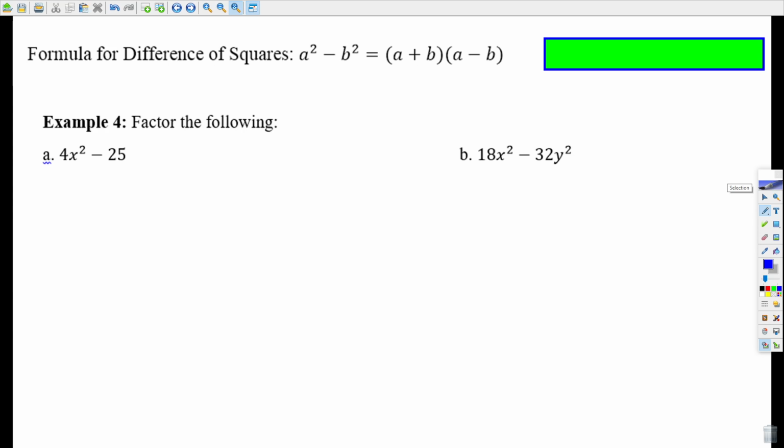So we're going to try 2, and then the rest will be for you to do. So factor the following. We have 4x squared and minus 25. Now remember, it has to have a minus sign. So we're going to be good with these two problems here.